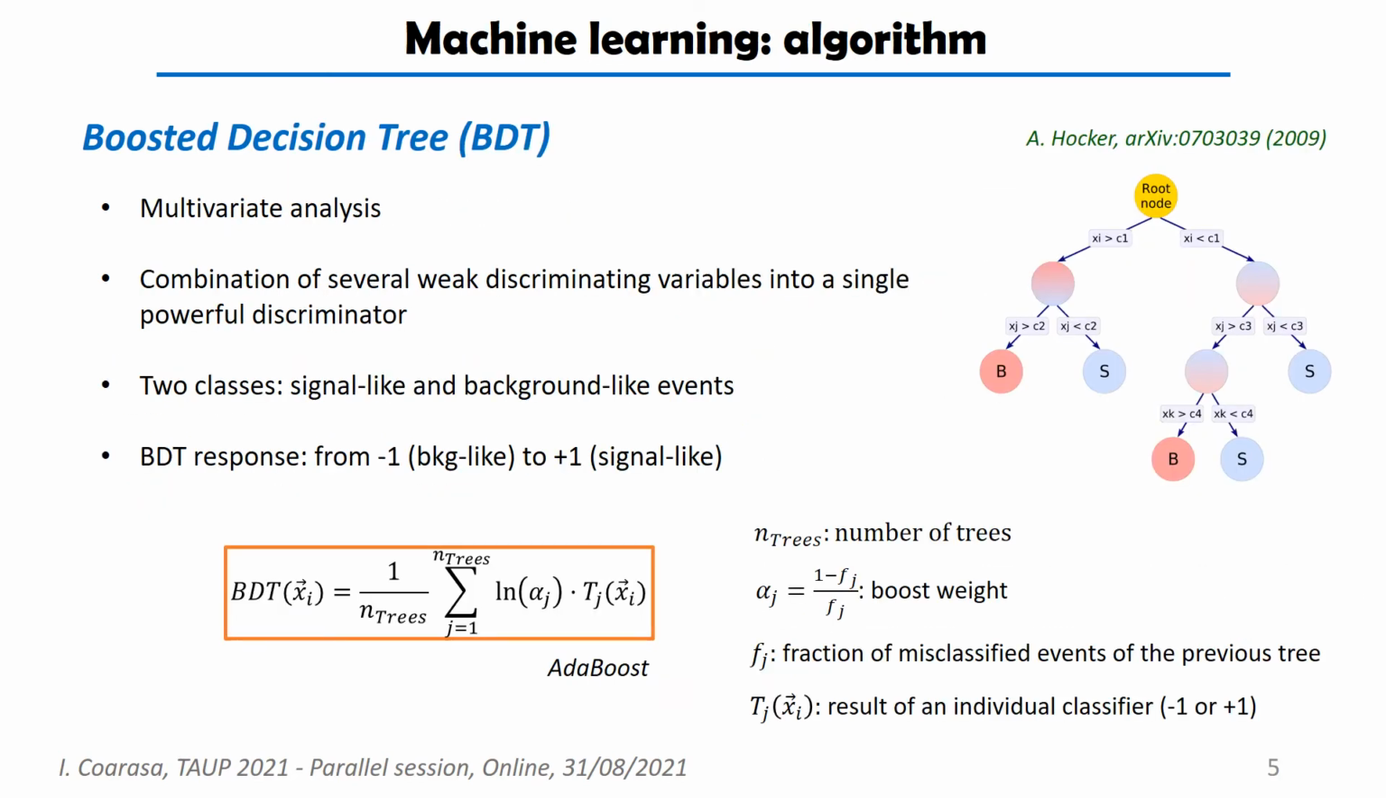In particular, a multivariate analysis using boosted decision trees has been performed. This method allows us to combine several weak discriminating variables into a single powerful discriminator. Decision trees have a binary structure with 2 classes, signal-like and background-like events. Small values for VDT correspond to background-like events, whereas large values indicate signal-like events. We use AdaBoost to implement the boosting algorithm, which allows us to stabilize the response of the decision tree with respect to fluctuations in the training sample.